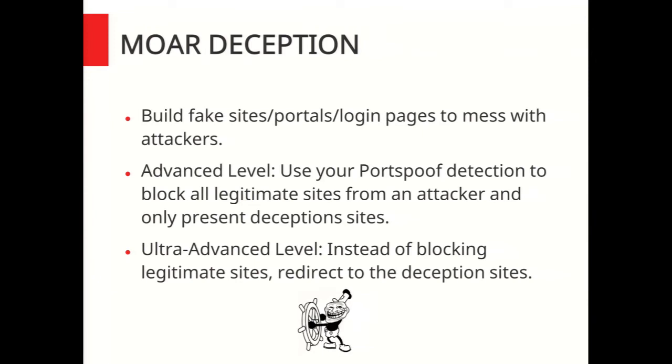So what I do is I build fake sites. Put fake stuff out there. So say you have a Pulse Secure SSL VPN, formerly Juniper, and that's what your users use for VPNing in. Cool. Create a SonicWall VPN landing page as well, and give it the ability to mess with attackers. I'll go into that a little bit further here in a second.